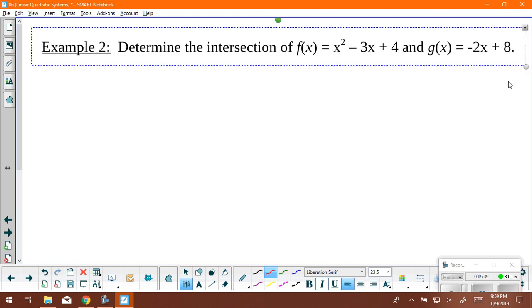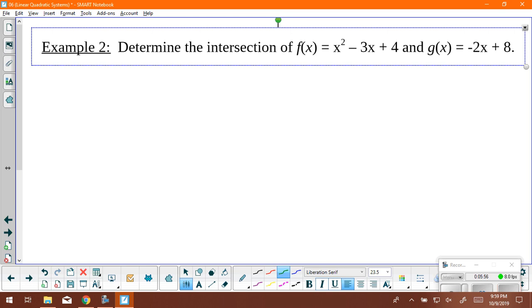Now my line is negative 2x plus 8. So this could be a good place to pause the video and let the class try this on their own for a few minutes and see what they come up with. But hopefully now you're back, and I'll just run this through.